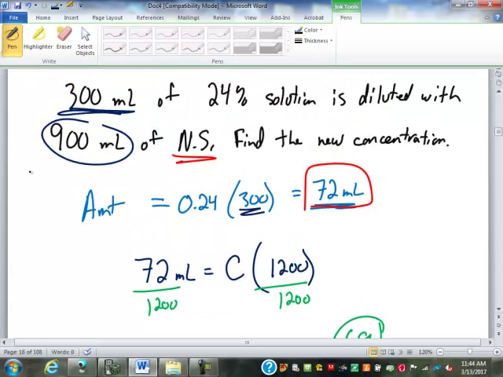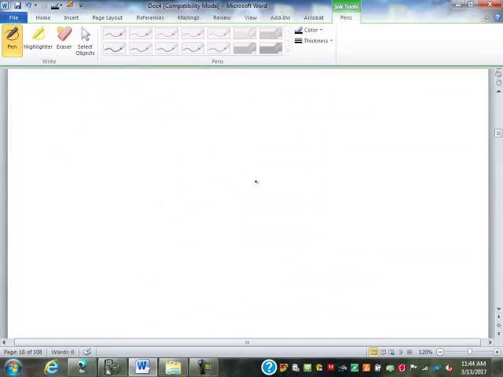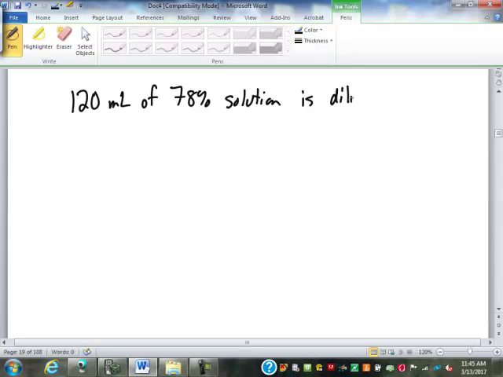Well, most of the time, we're not just flat out given the amount of saline that's added. A lot of times, we're instructed to take it through a given dilution. So let's say that we have 120 milliliters of 78% solution diluted 1 in 4. Find the new concentration.